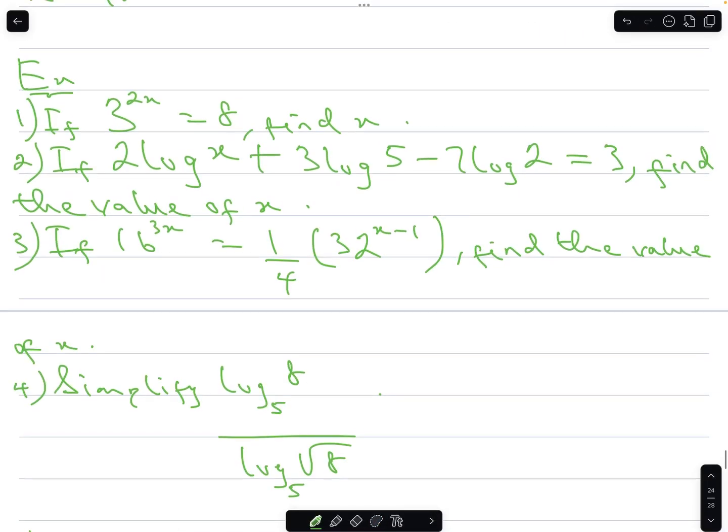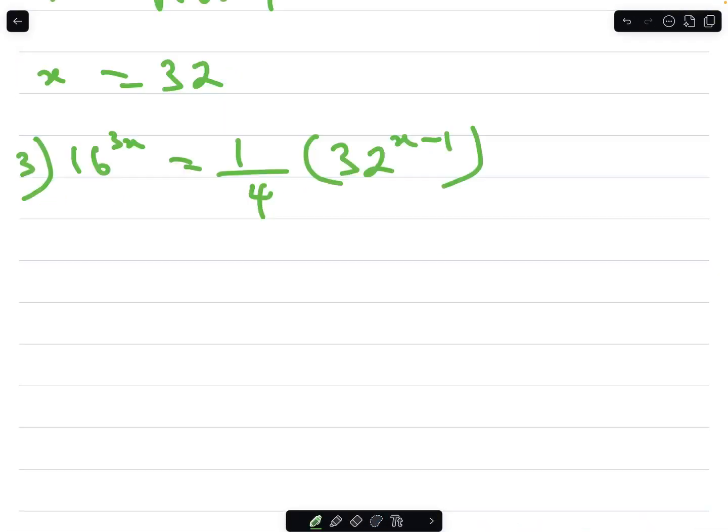Okay. Number 3, what does that say? Now let's go. Solve 16 raised to the power 3x equals 1 over 4 into bracket 32 raised to the power x minus 1. What do we do here? There's no logarithm here. Don't you know that we can write all of this as powers of 2?